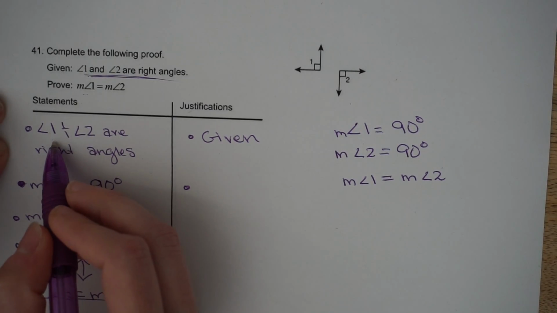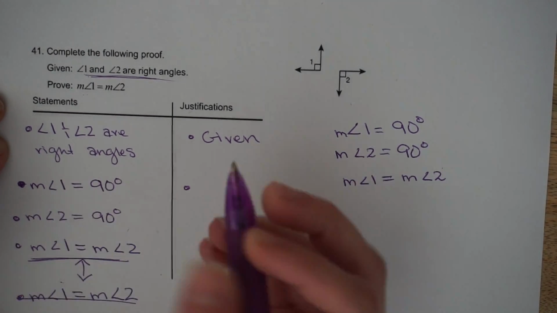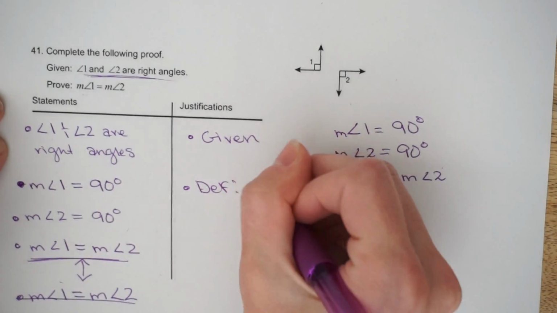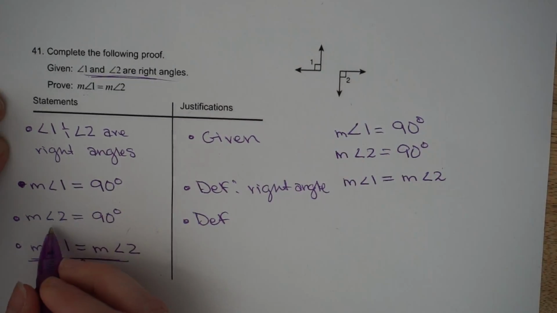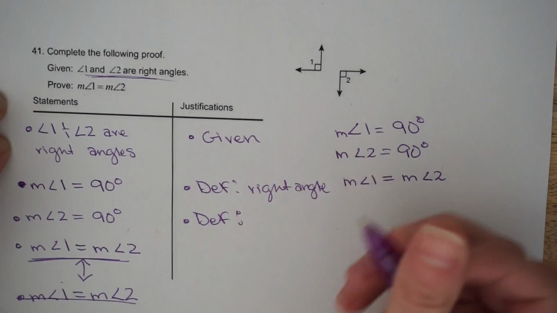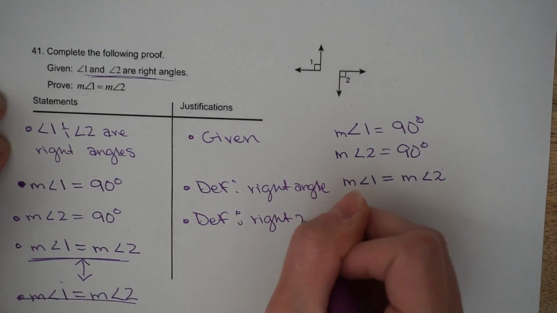Here they said angle 1 is a right angle, and we know right angles are equal to 90 degrees. So our reason over here is just the definition of a right angle. Number 2, our angle 2 is also equal to 90 degrees. We got that from up here, so that's just the definition of a right angle.